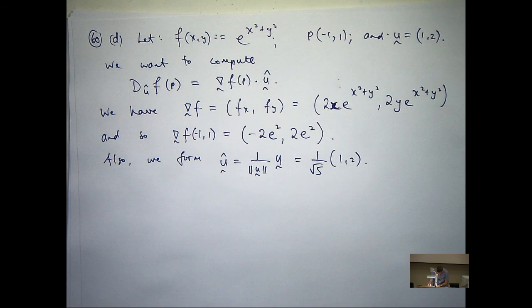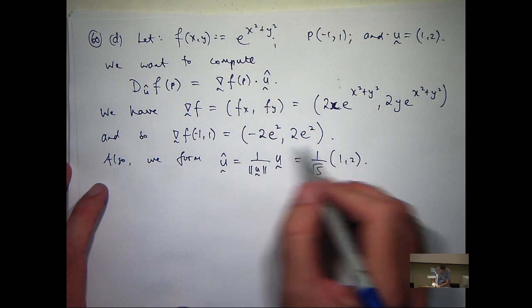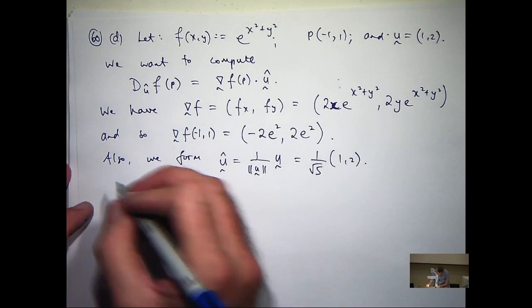So now what? We're on the home stretch. Yeah, the dot product of our two vectors. So we want to take the dot product of this with this using this formula.